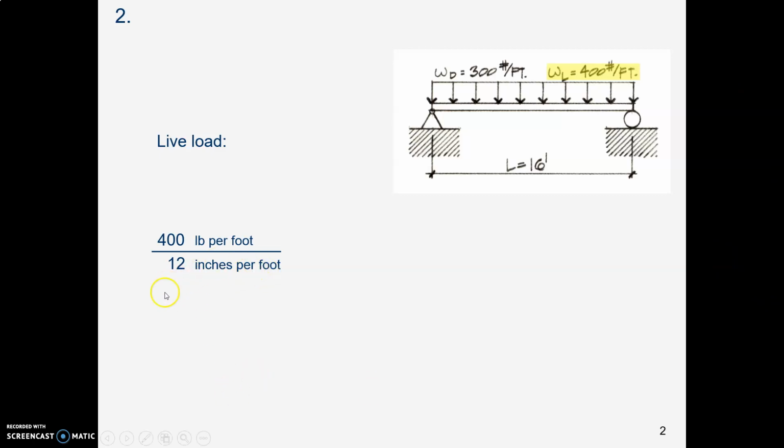So what I'm going to do is take my 400 pounds per foot and divide it by 12, because there are 12 inches per foot. And if you're a unit analysis sort of person, the per foots cancel out. And there we are, look, 400 pounds per 12 inches. What's 400 divided by 12? 33 1/3 pounds per inch. So the live load in inches is 33 1/3 pounds per inch.